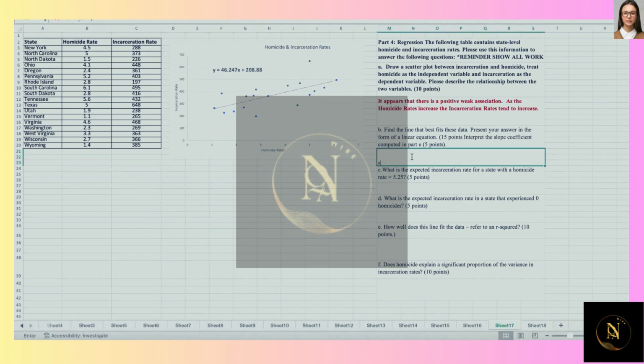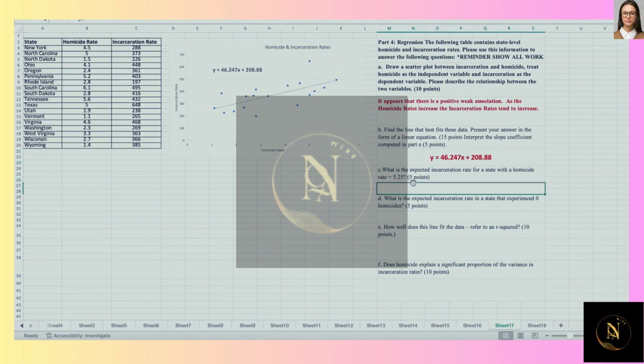So it's going to be y equals 46.247x plus 208.88. That is the equation of my line, and I'm going to bold it and make it a little bit bigger.